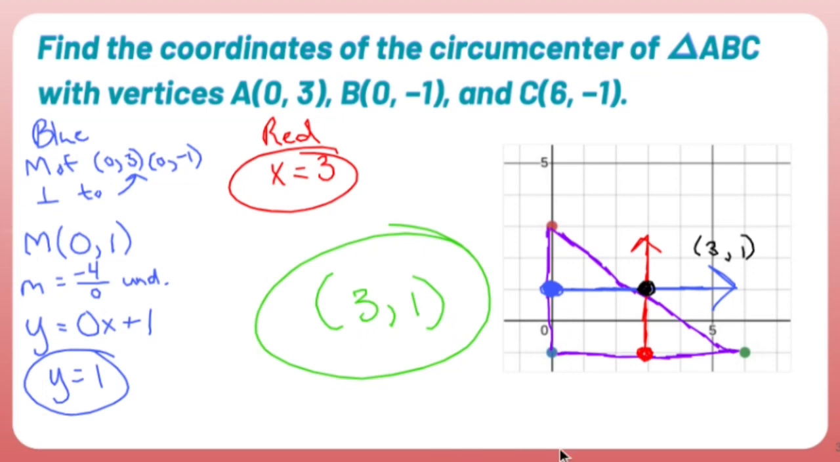All right, so these problems have a tendency to get more complicated than this, but there you have it. And again, if you can just imagine that circle being drawn right here, that dot right there is the center. That's what circumcenter means.